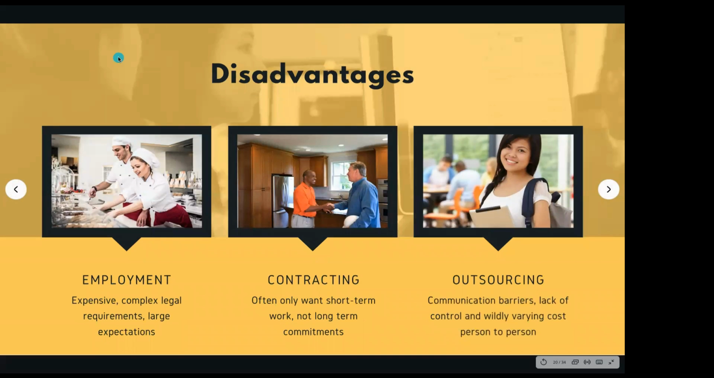Now, the disadvantages of all these are that full-time employment is expensive, it's complex, it's got legal requirements that come with it, and very large expectations. A full-time employee comes with the expectation that you're going to potentially give them a pay rise every year. They look for things like bonuses. They look for additional leave and time off. They expect that, I guess, you are the servant of them, not them the servant of you.